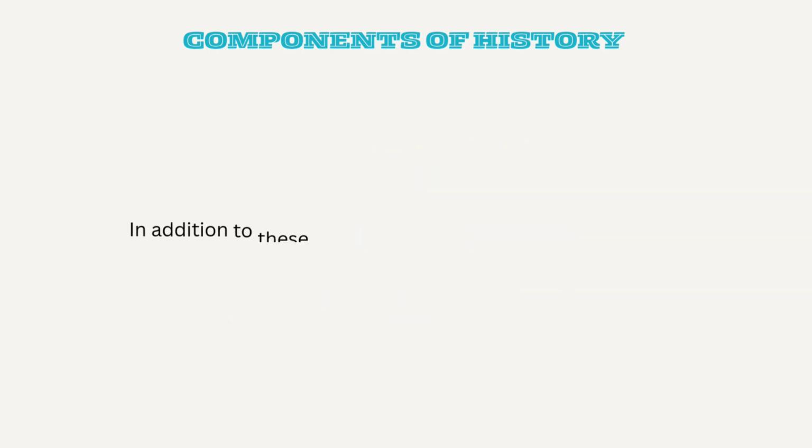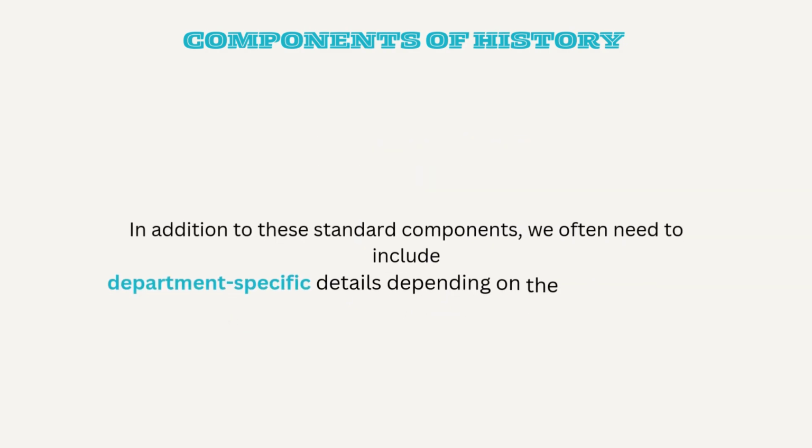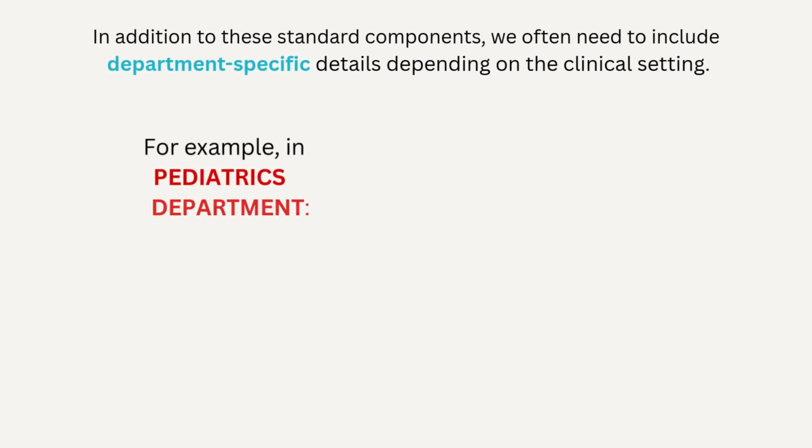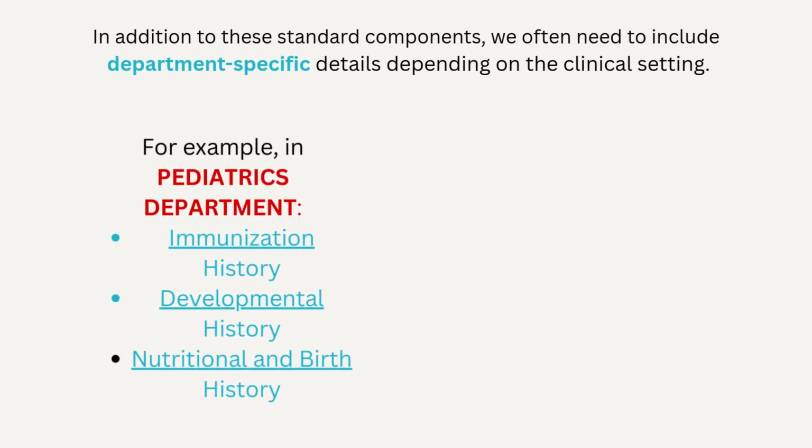In addition to these standard components, we often need to include department-specific details depending on the clinical setting. For example, in pediatrics, we should also include immunization history, developmental history, nutritional and birth history. These help us gather more accurate and relevant information about pediatric patients.